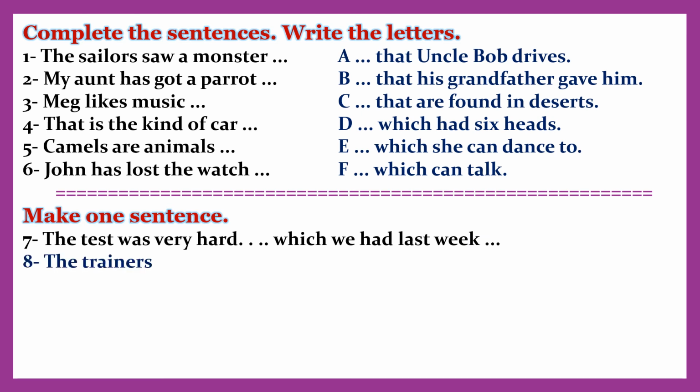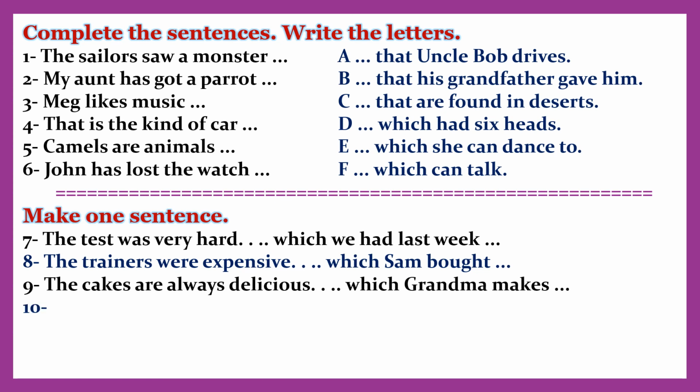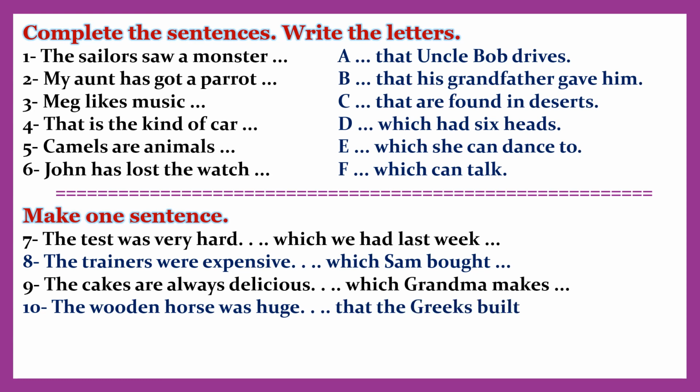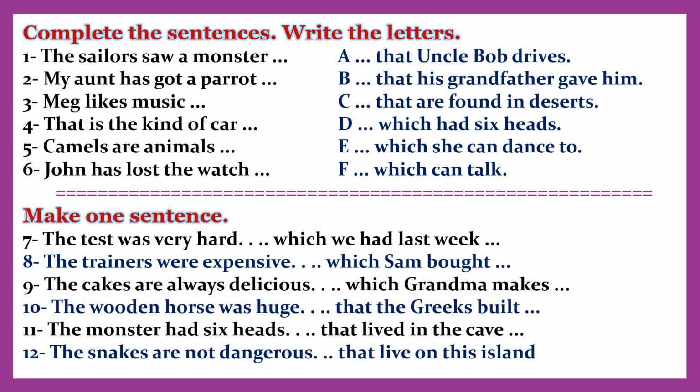Make one sentence. 7. The test was very hard. Which we had last week. 8. The trainers were expensive. Which Sam bought. 9. The cakes are always delicious. Which Grandma makes. 10. The wooden horse was huge. That the Greeks built. 11. The monster had 6 heads. That lived in the cave. 12. The snakes are not dangerous. That live on this island.